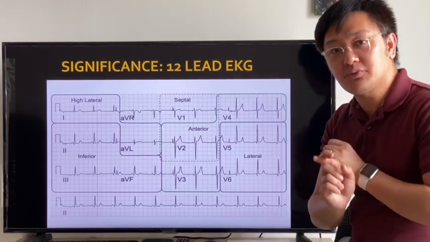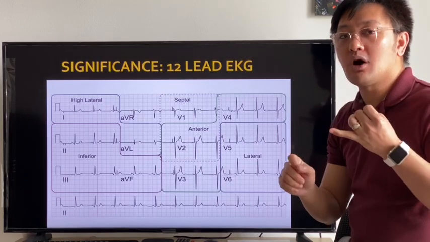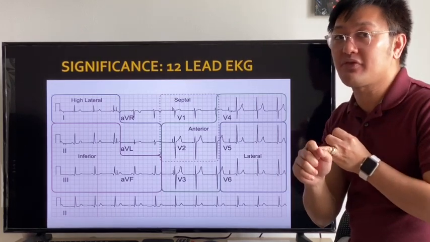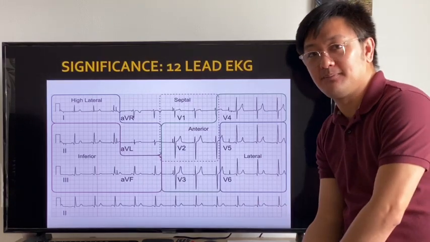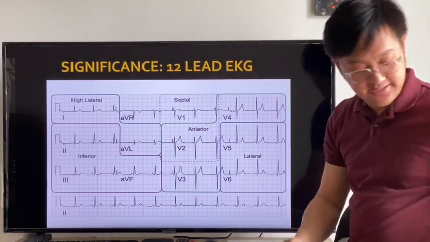That is why if you want to read the heart rate of your patient, if you want to know if there's dysrhythmia or abnormal rhythm, you have to use lead two because among the leads, it's the most stable. Make sense? I hope so. Let's proceed.